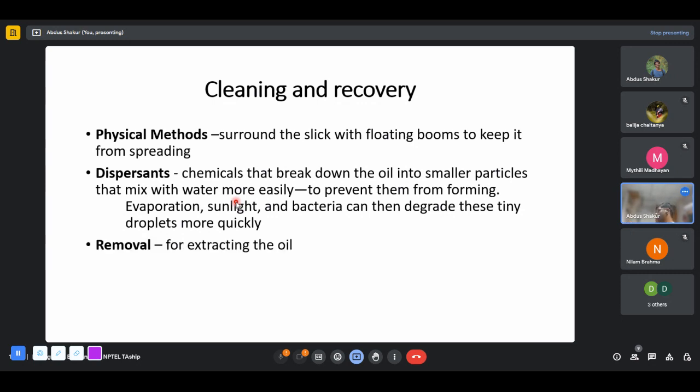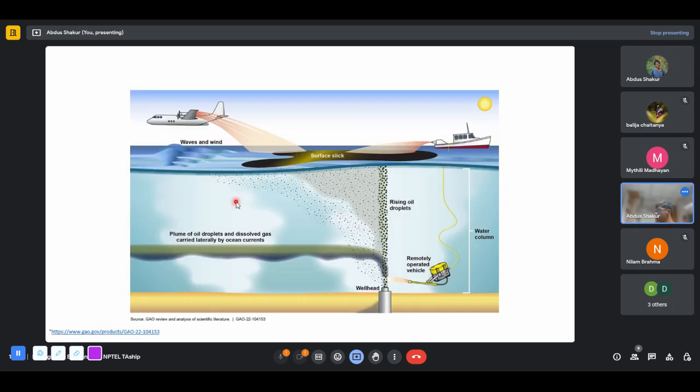And the other thing that can be done in a marine oil spill is extracting the oil. If you have proper apparatus, you can pump in the water that has oil, extract the water, separate the oil from the water, and then release the water back into the ocean, and that's how you can remove oil. So this is one such graphic of how this works.